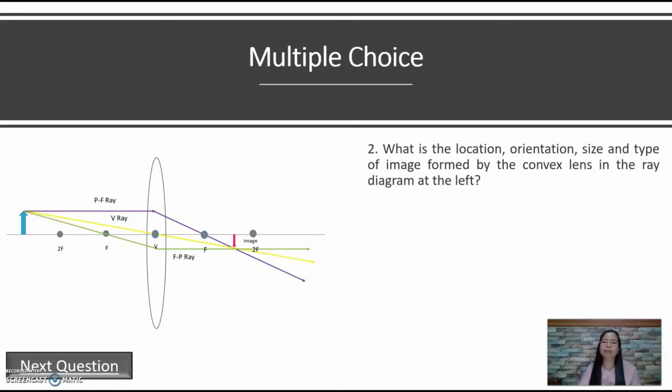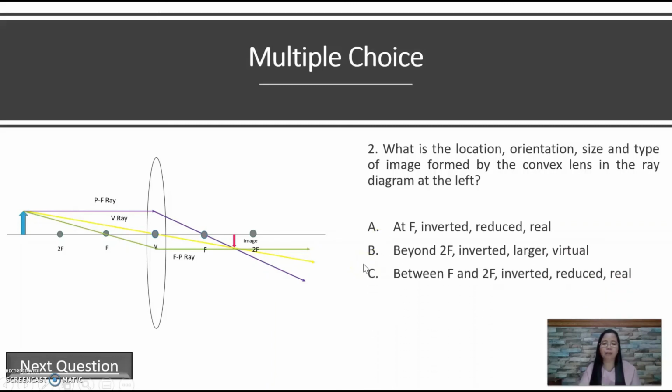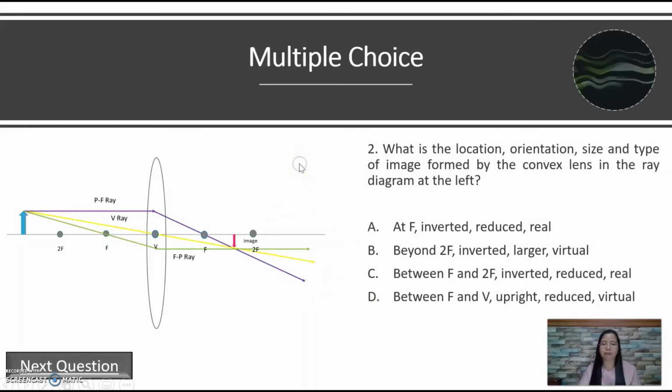Number 2, what is the location, orientation, size, and type of image formed by the convex lens in the ray diagram at the left? A. At F, inverted, reduced, real. B. Beyond 2F, inverted, larger, virtual. C. Between F and 2F, inverted, reduced, real. Or D. Between F and V, upright, reduced, virtual. So think of the correct answer. 5 seconds will start now.